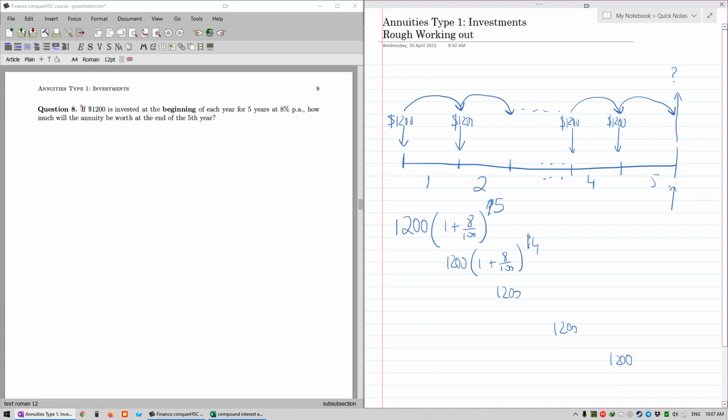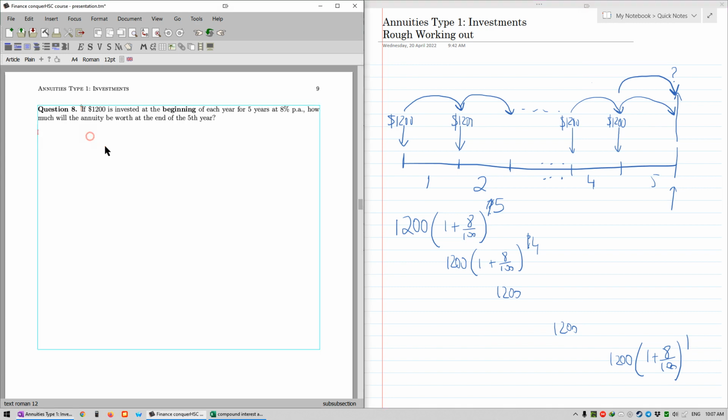But in this particular question, because you're putting money in at the start of the year, it will spend 1 year in the bank, and therefore you will get 1 year of compound interest. So this is going to be 1 plus 8 over 100 to the power of 1, because it's going to compound once. Okay, so how do we actually type this up? So this is what we do.